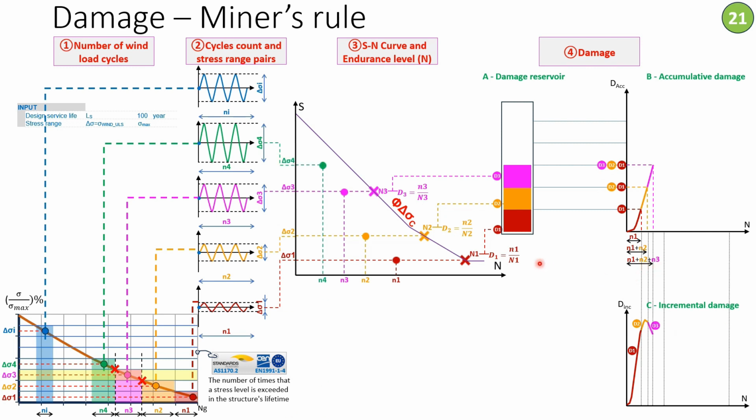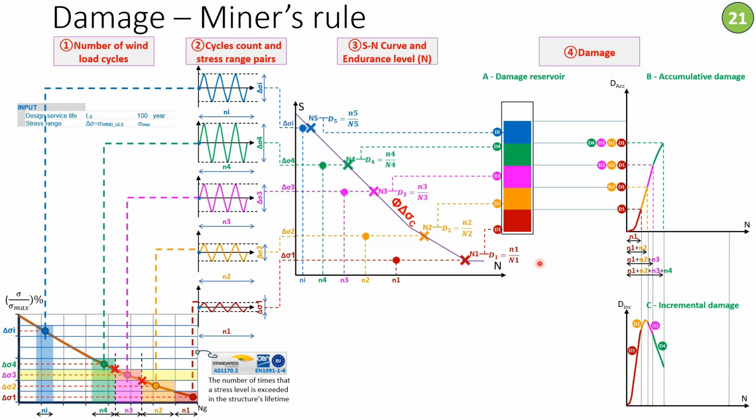Same thing will happen over and over again for all the stress ranges and all the stress levels that we have investigated. Once we finish, we will find that we have been able to plot the total cumulative damage curve and the incremental damage curve for all stress levels applied to the structure throughout its lifetime, based on the accuracy that we've chosen in the beginning. Okay.